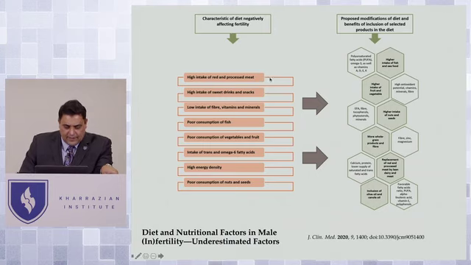So what they see when they do an evaluation, this was a study published in the Journal of Clinical Medicine in 2020, Diet and Nutritional Factors in Male Infertility. They see a clear pattern with men that have infertility.